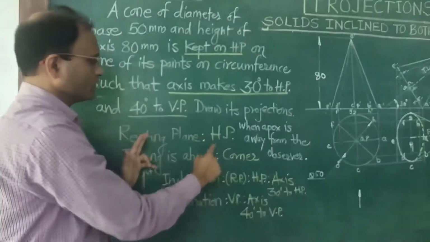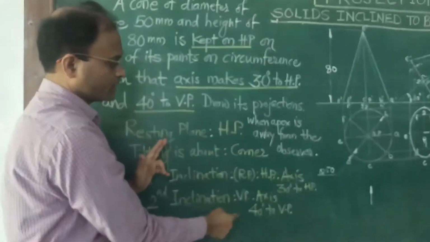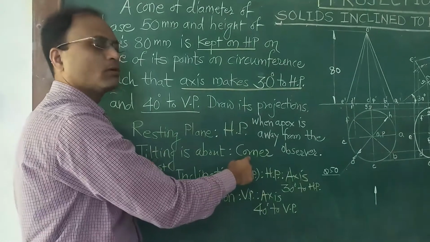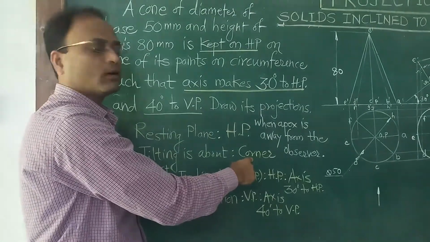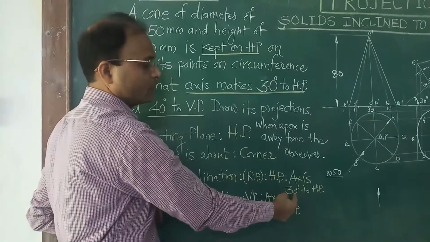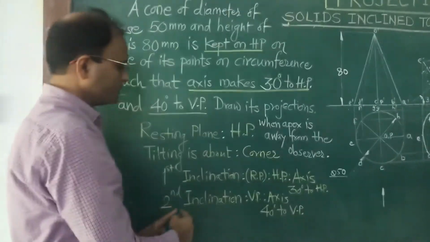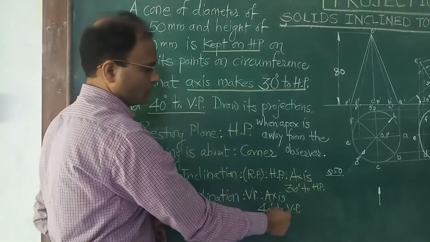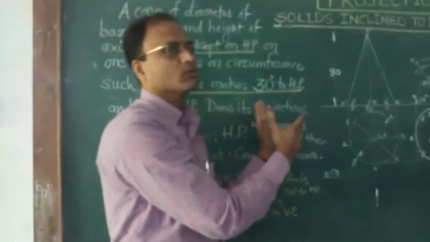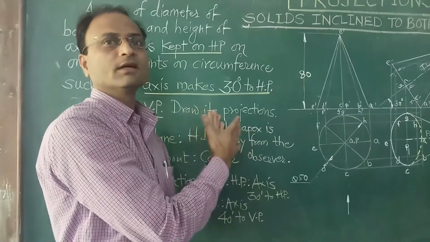We have to, as usual, go for this check, which is the resting plane. Then tilting is about, in case of a cone there is always tilting about a corner. Then the first inclination is of the axis with HP at 30 degrees, and the second inclination is of the axis with VP at 40 degrees. Let us see how to draw its projections in this particular given condition.